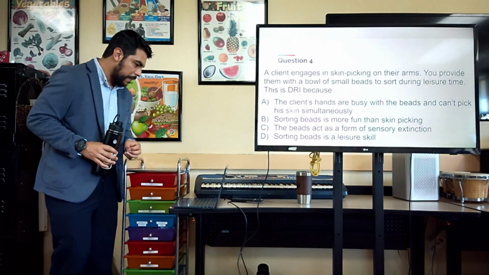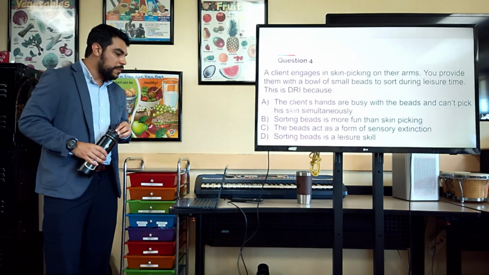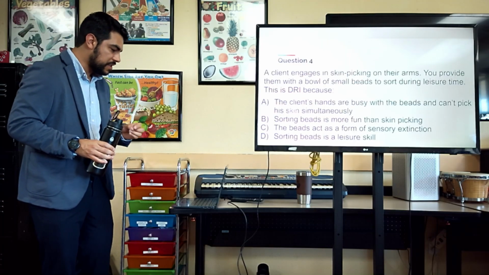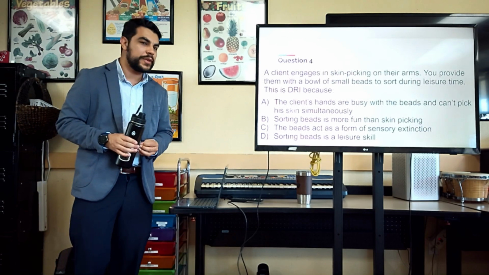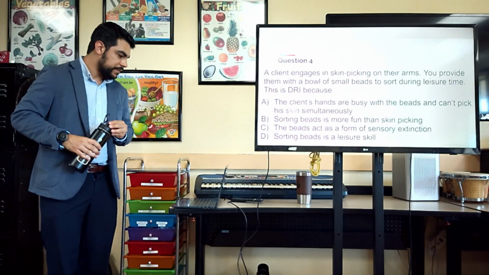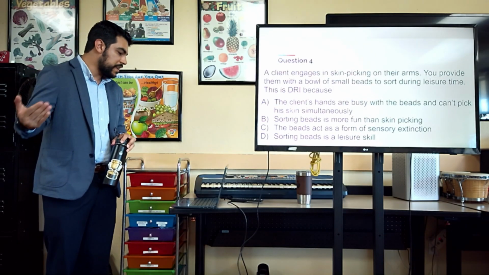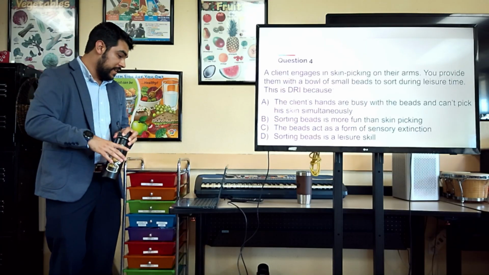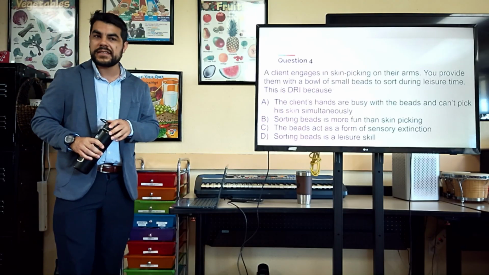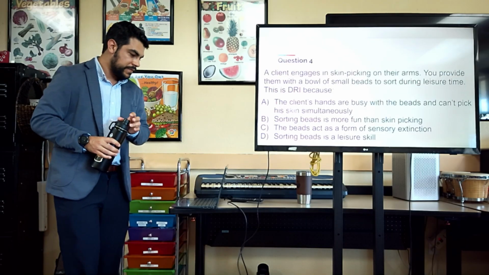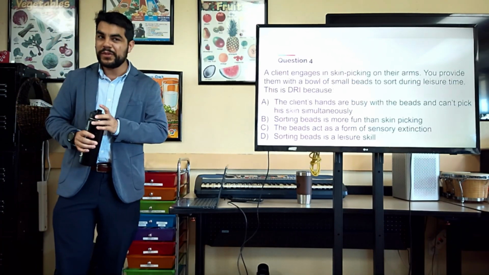Bada bing, bada boom. A client engages in skin picking on their arms. You provide them with a bowl of small beads to sort during leisure time. Why is this DRI, differential reinforcement of incompatible behaviors? It's because the client's hands are busy and they can't pick their skin. It's because their sorting is simply more fun than skin picking. The beads act as a form of sensory extinction, or sorting beads is simply a leisure skill. So remember, we're looking at why this is a DRI, incompatible behavior.